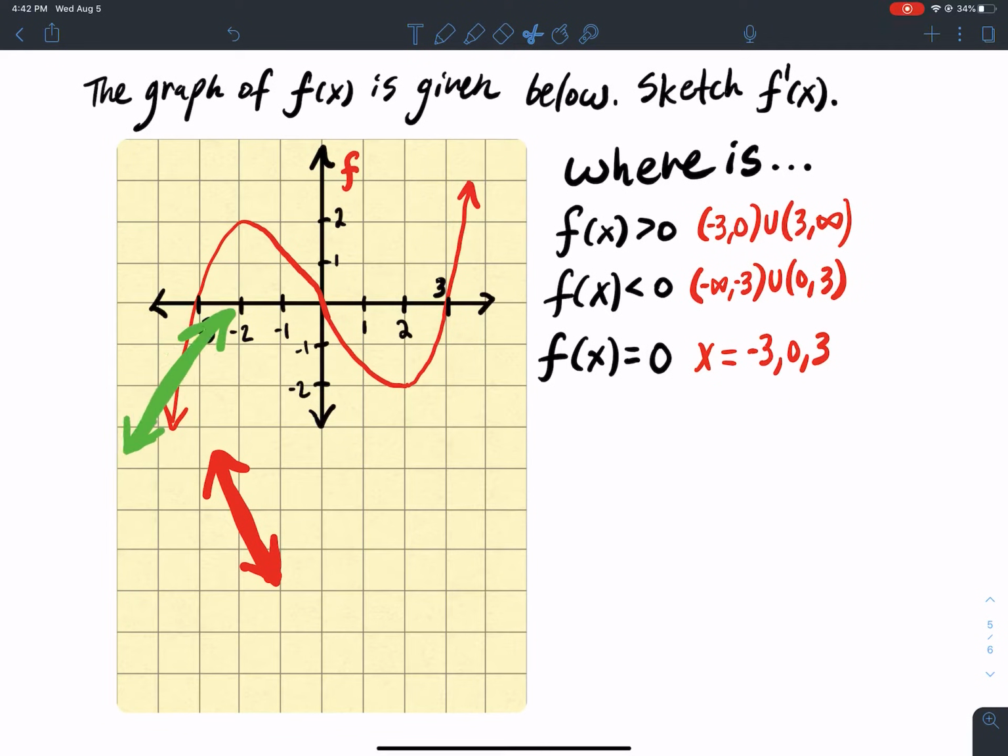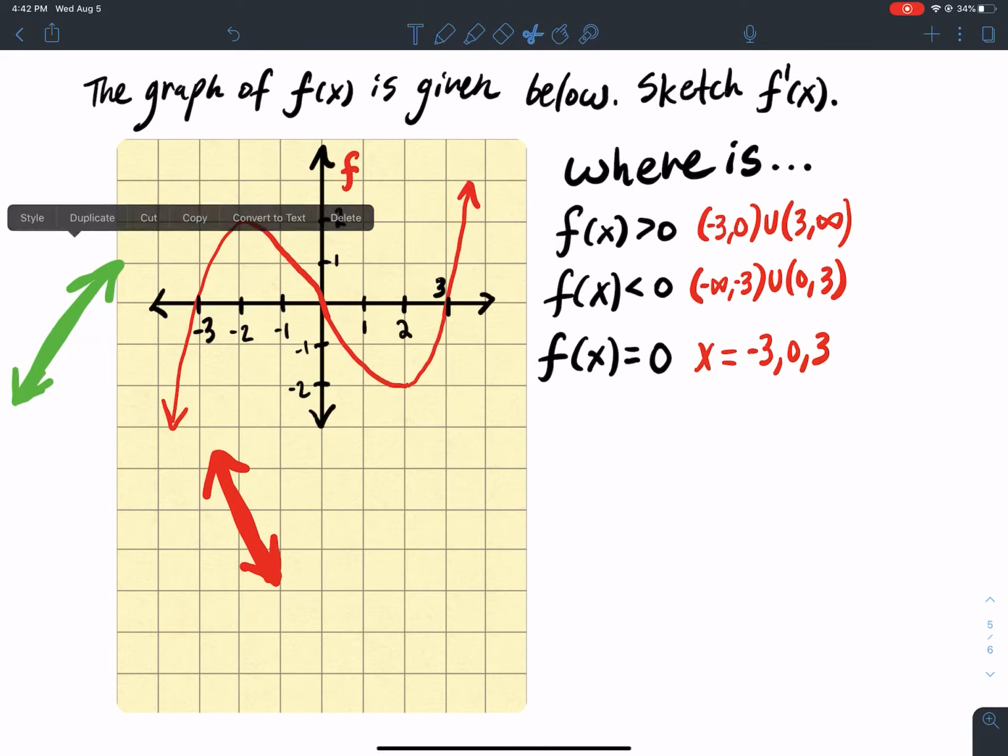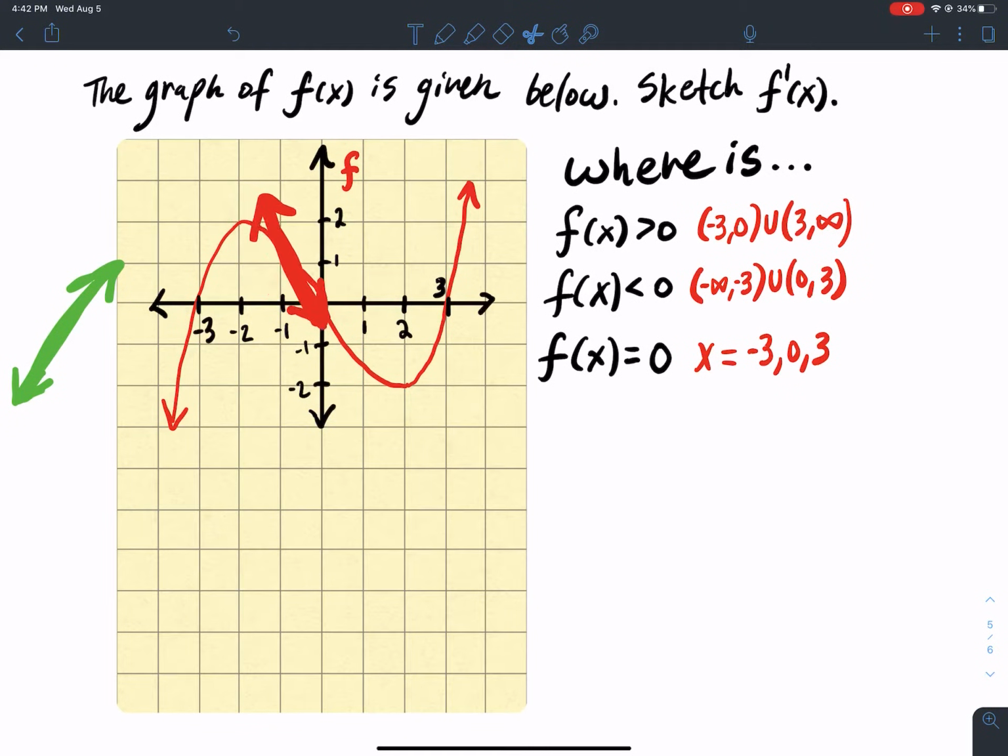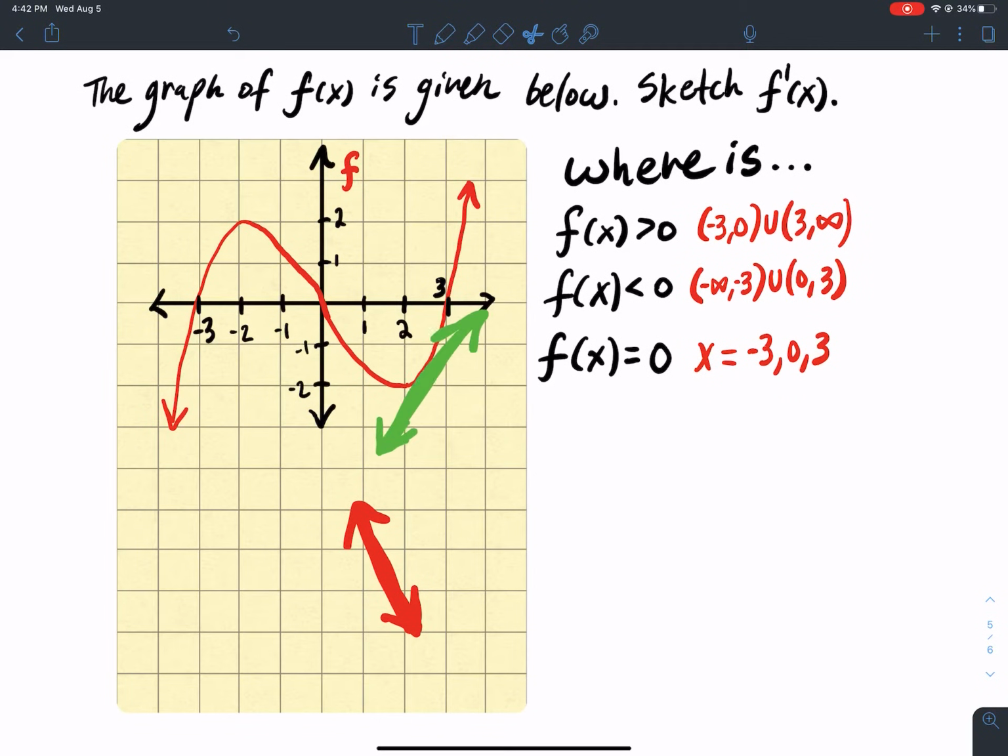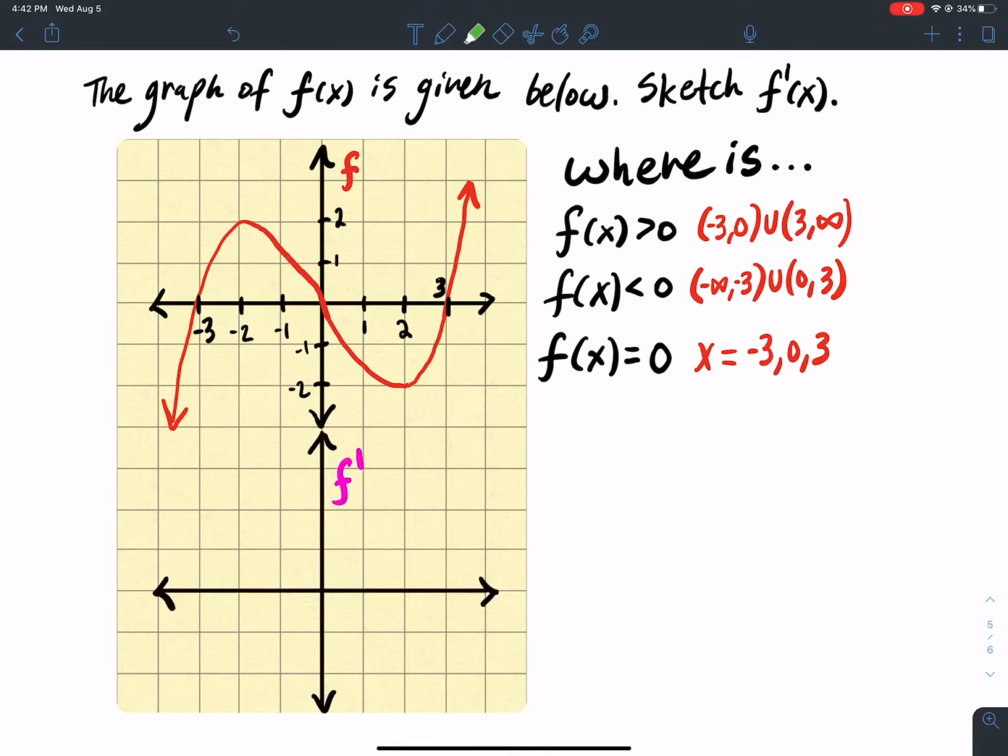Well, it looks like they're positive coming up, up, up to right here, and then it kind of levels off. After it levels off, it's negative, negative, negative to right here. And then we turn again and we're positive, positive, positive. So we're positive from here to here and from here to here with our slopes.